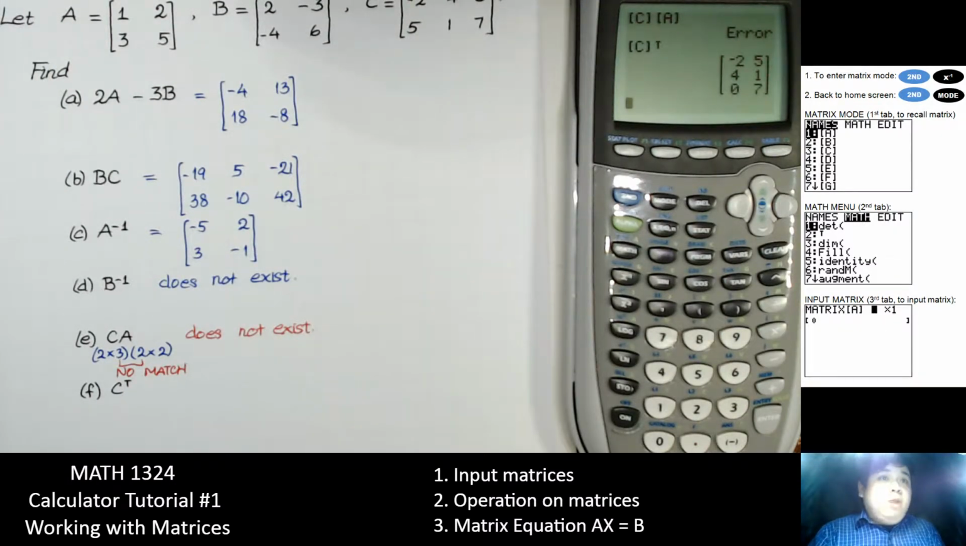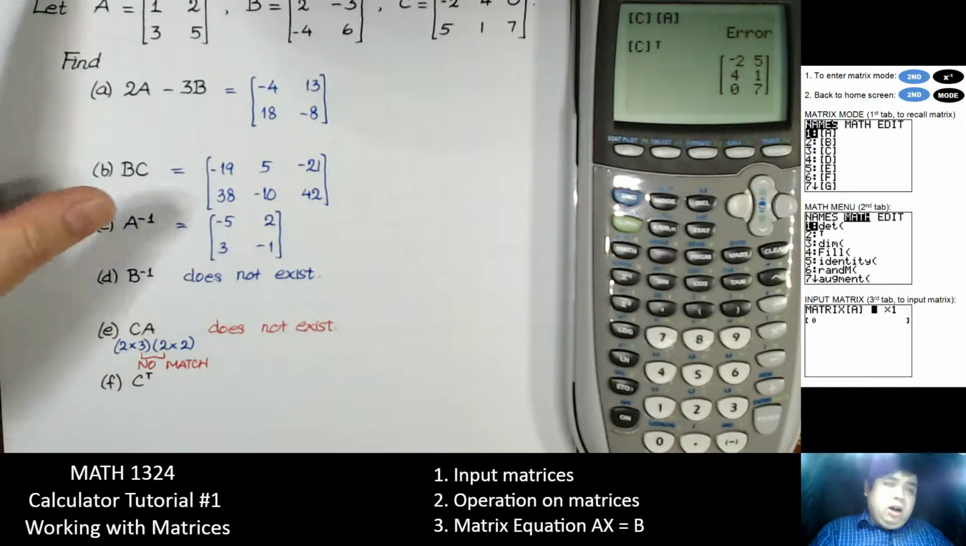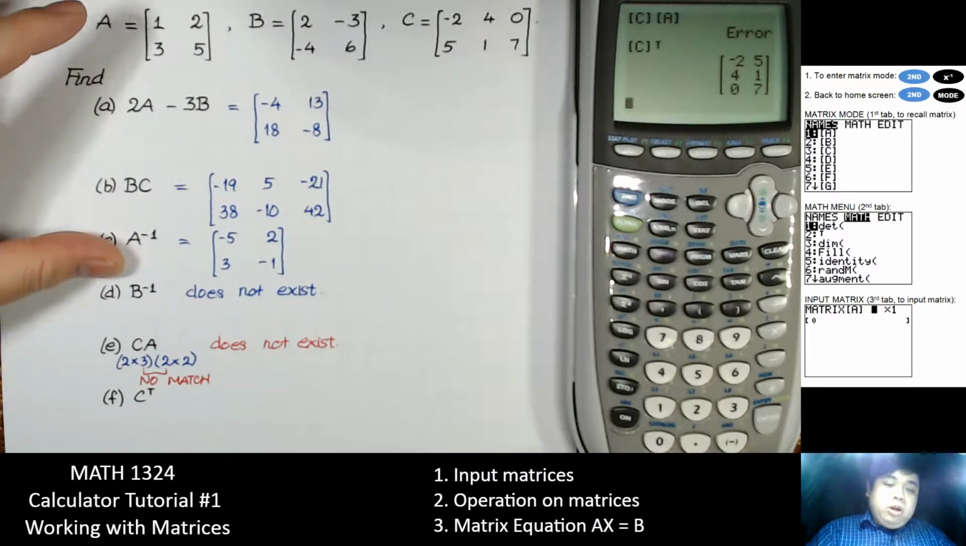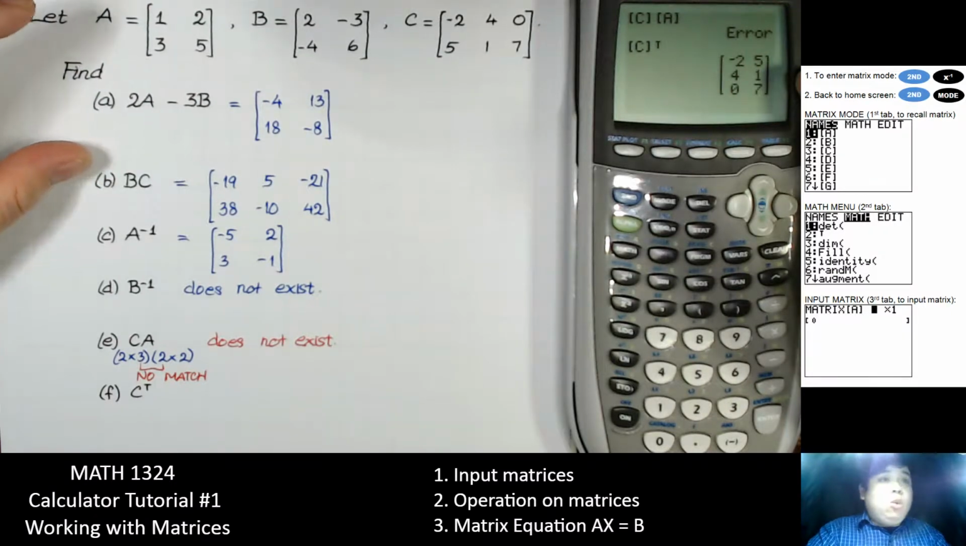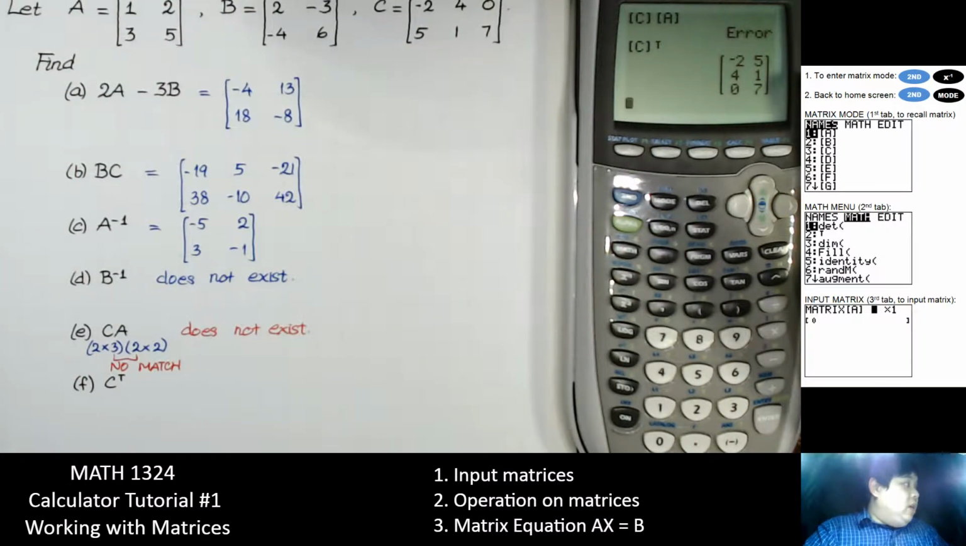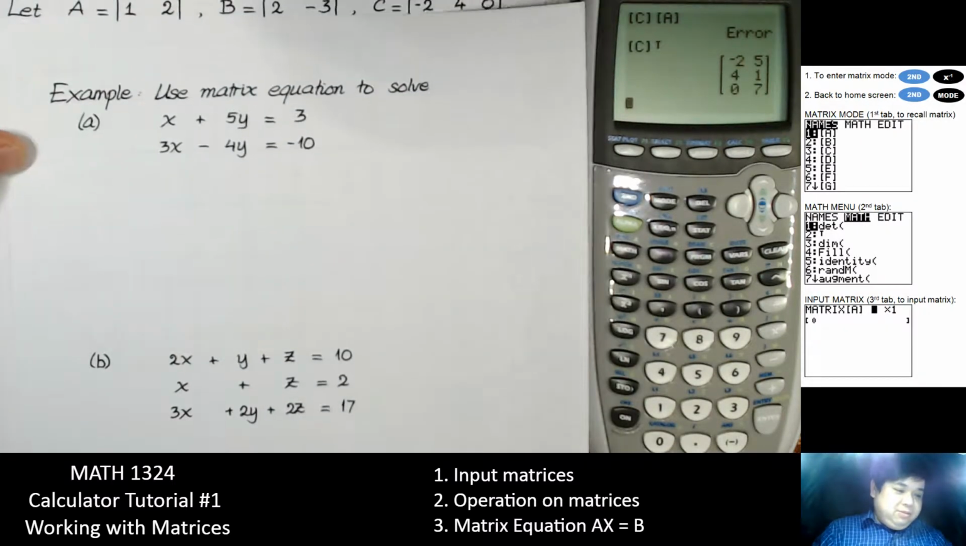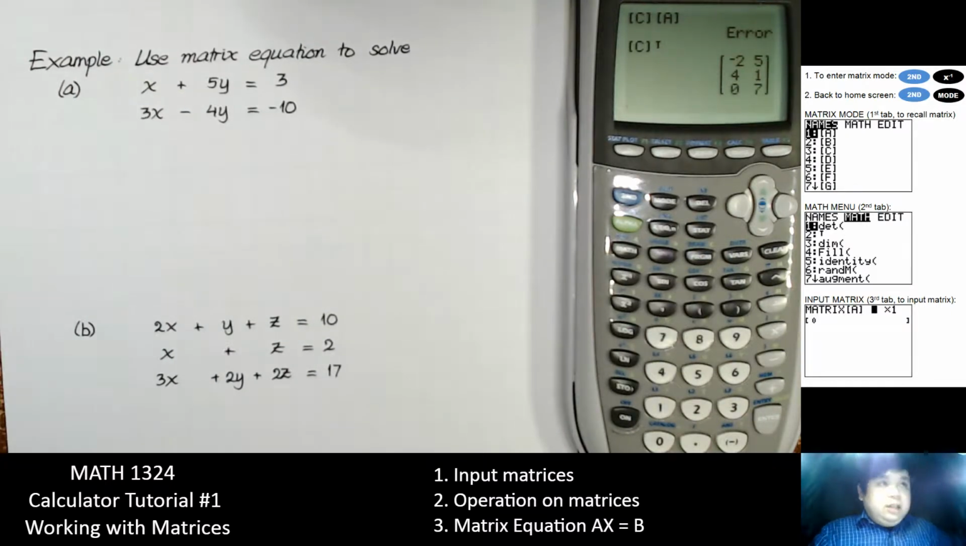So that's the first part of the tutorial. We entered the numbers into the matrices and then worked with the matrices using the calculator. Now we go to the second part, actually the last part, about the matrix equation. Here are some examples.